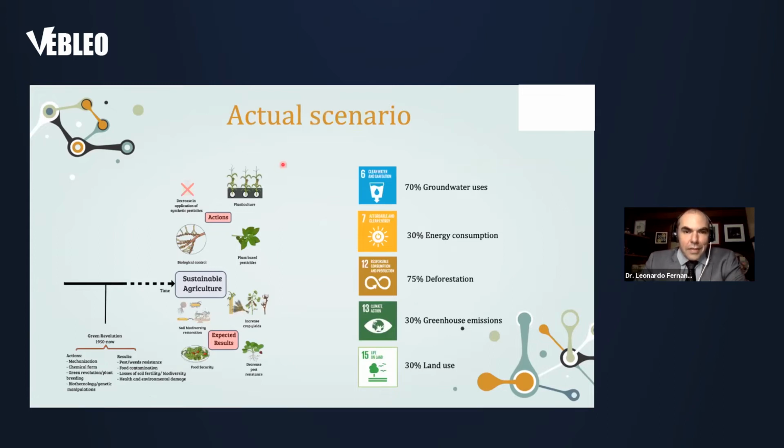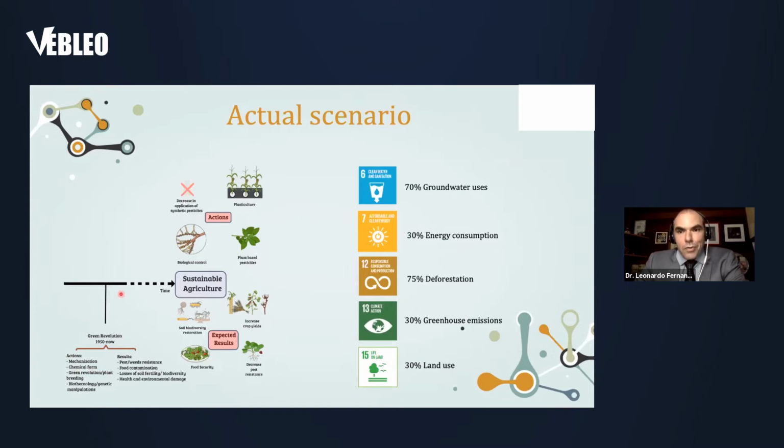And how to consider these three pillars if the actual scenario, in special the model that we are using in agriculture nowadays, is from the 1950s with the Green Revolution? During the Green Revolution, we had some actions. We used mechanization, chemical farms, plant breeding, and biotechnology. And what were the results of these actions? We now have pest resistance, food contamination, and loss of soil fertility. So we have a lot of problems regarding the environment.